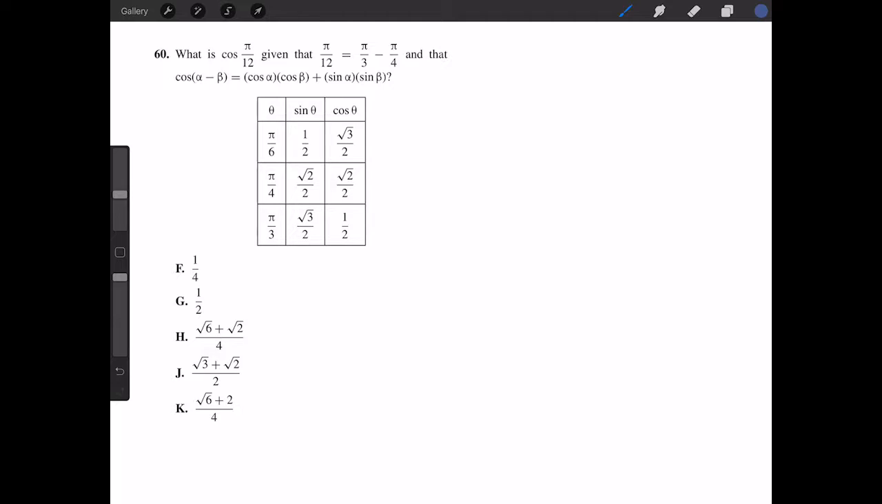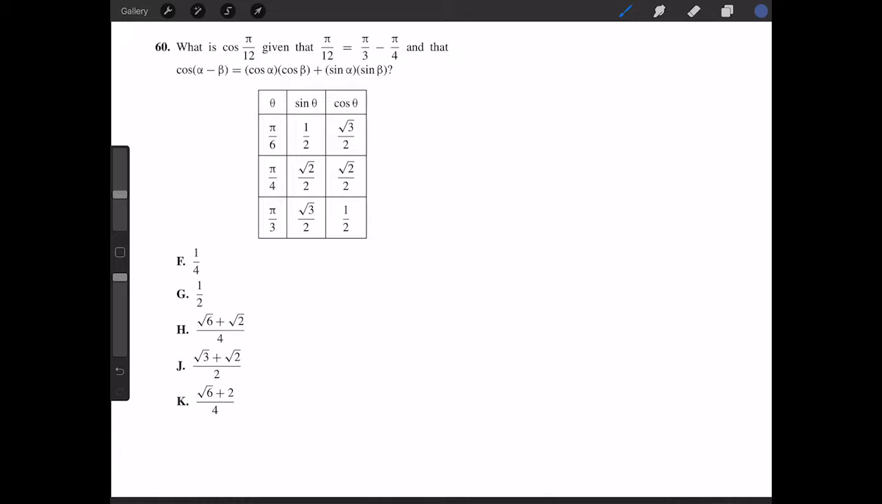60 reads, what is cosine of pi over 12, given that pi over 12 equals pi over 3 minus pi over 4, and that cosine of alpha minus beta equals cosine of alpha times cosine of beta plus sine of alpha times sine of beta. Then we have a table with angle measurements and the sine and cosine of each angle. The very first thing we need to understand about this prompt is that angles can be given in either degrees or radians.